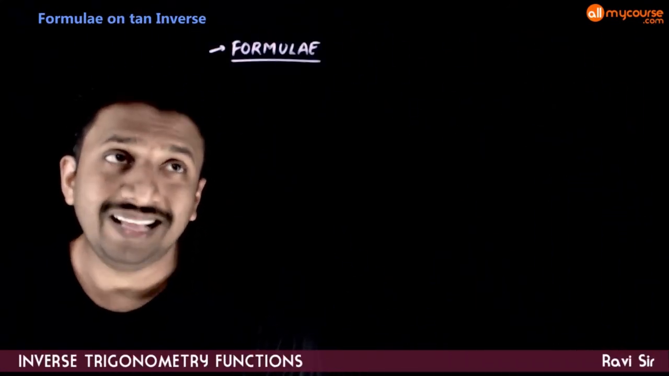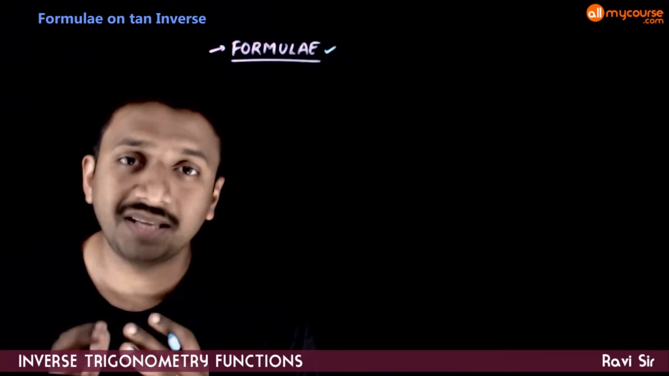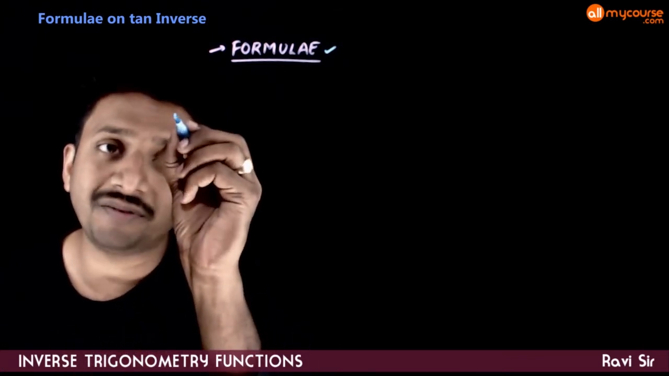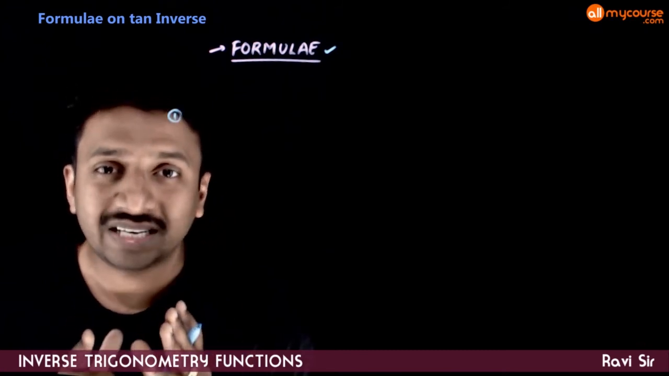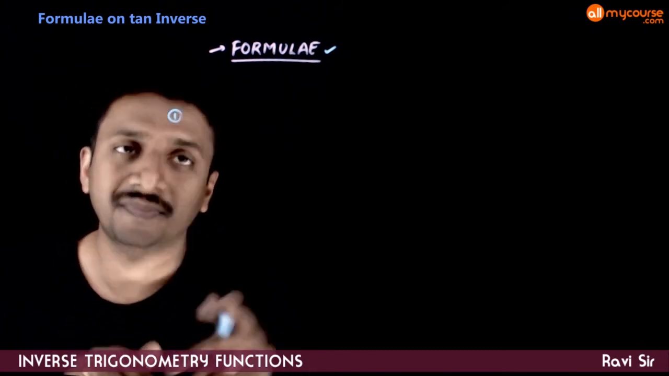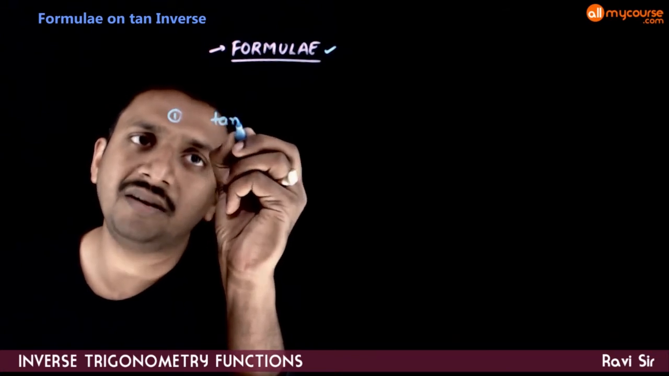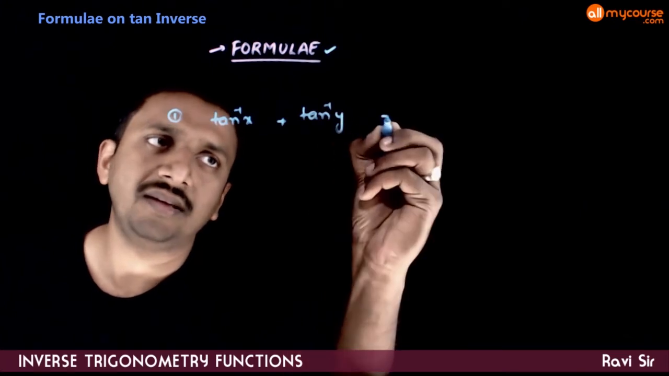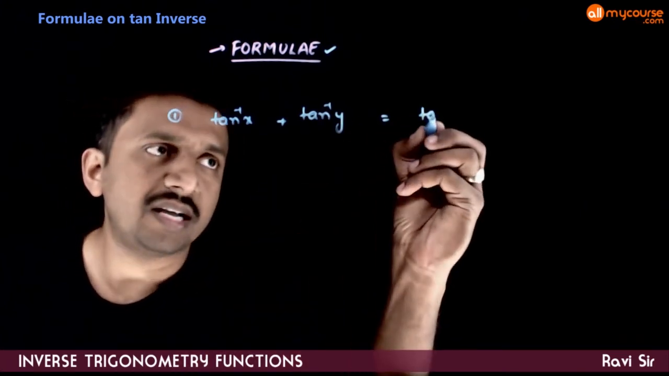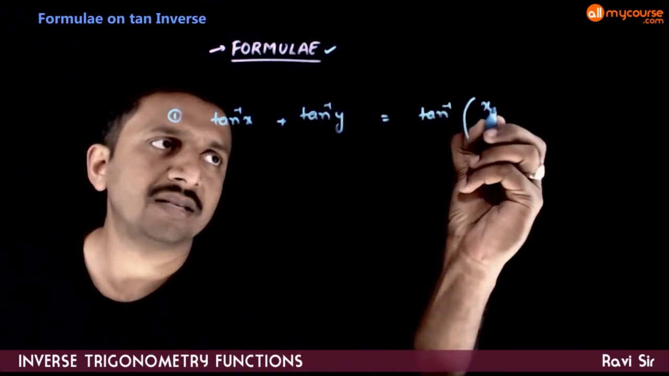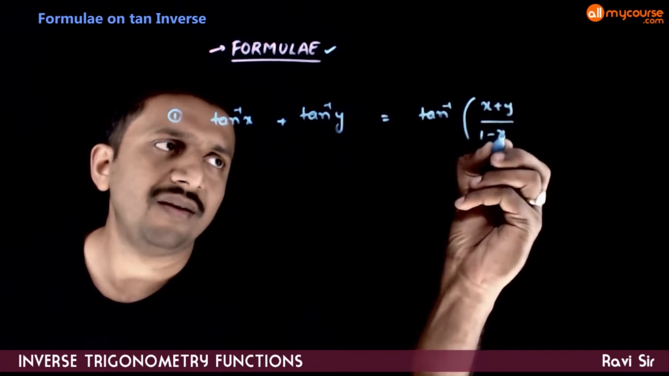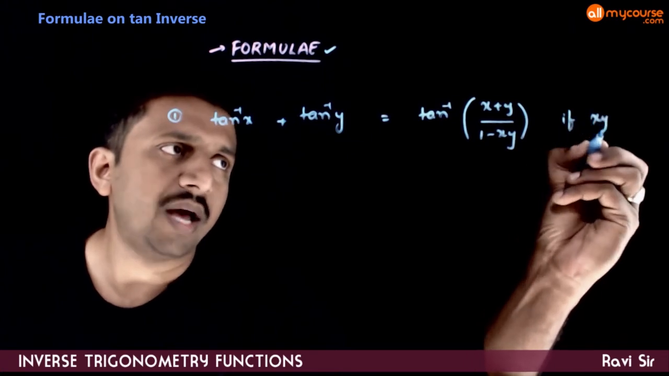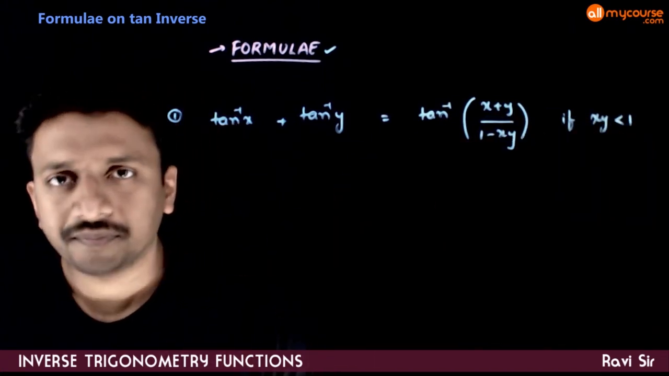Property 7 deals with different formulae that we have in inverse trigonometry. So the first and most important formulas relate to tan inverse functions. So tan inverse x plus tan inverse y is equal to tan inverse of (x plus y) by (1 minus xy) if xy is less than 1.